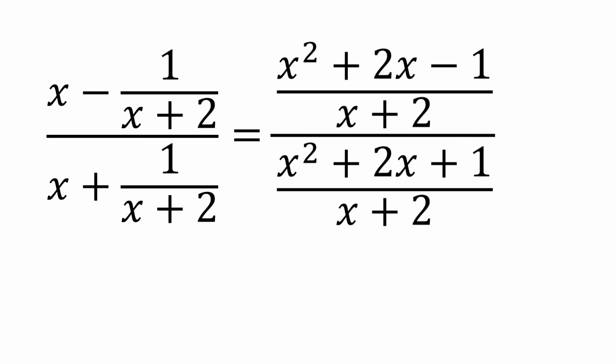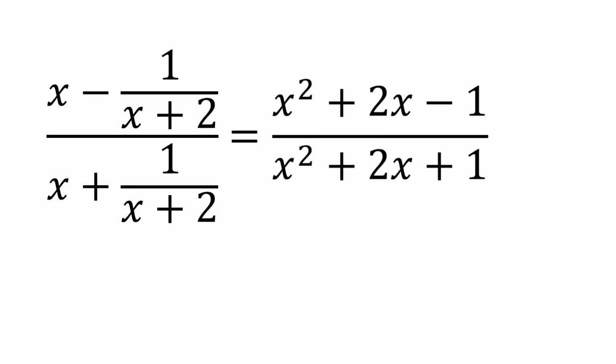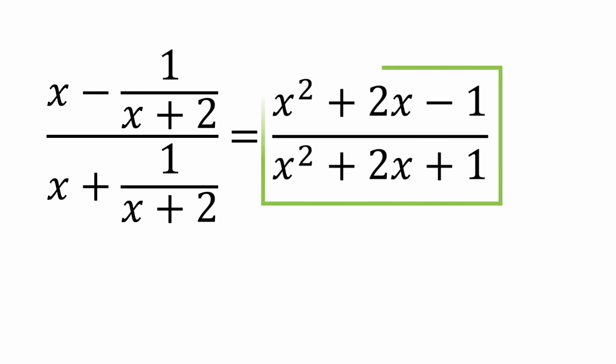By property of fractions, this equals (x squared plus 2x minus 1) over (x plus 2) times (x plus 2) over (x squared plus 2x plus 1). Now we cancel the common factors. In this case, we have x plus 2. So therefore, this simplifies to (x squared plus 2x minus 1) over (x squared plus 2x plus 1).